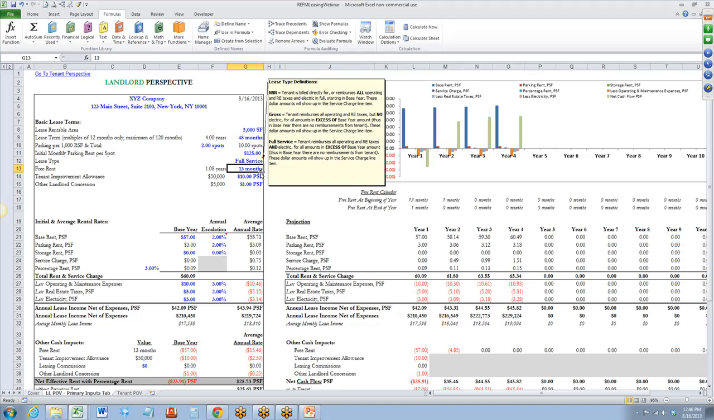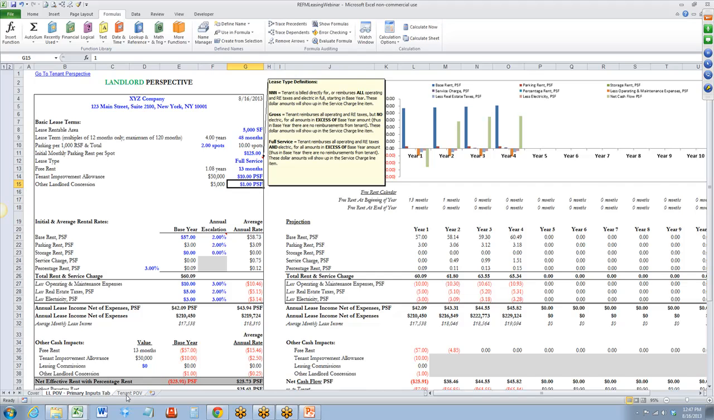Let's assume we give 13 months of free rent, which translates to 1.08 years, and the tenant improvement allowance that we are offering as a landlord is $10 a foot or $50,000. And let's just assume there's some other concession or collection of concessions that are going to sum to $5,000, given an assumption of roughly $1 per square foot. So that's the basic setup.